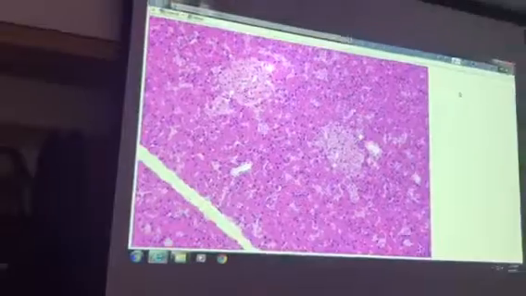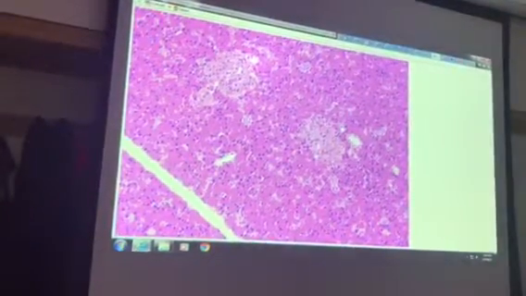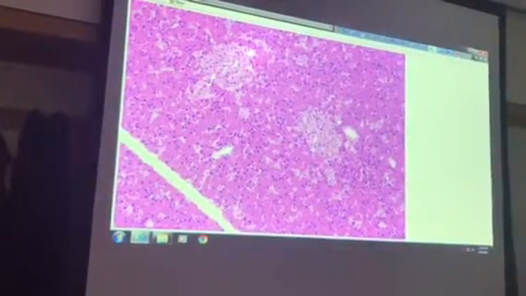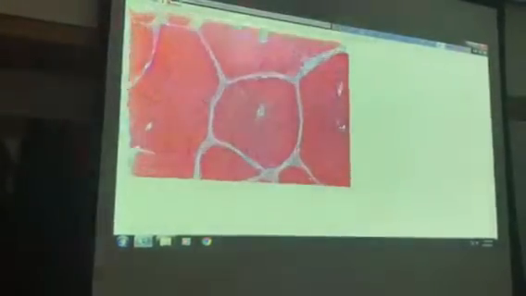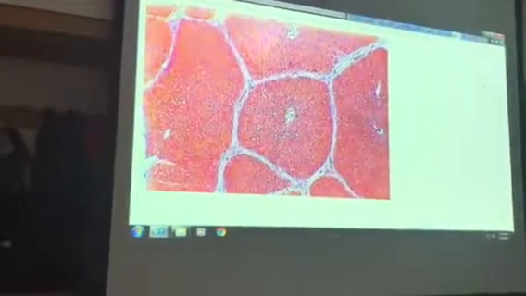Where's this from? Yeah, your pancreas. The pancreas, your little buddy, the pancreas. Here's the islets of Langerhans. What are all the other little things called? The acini. Right?